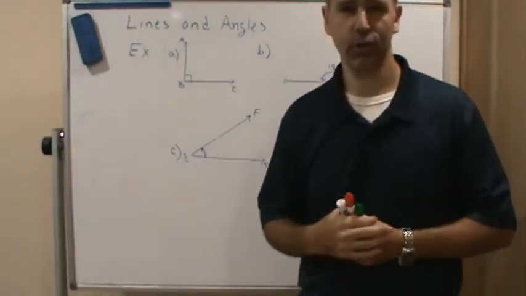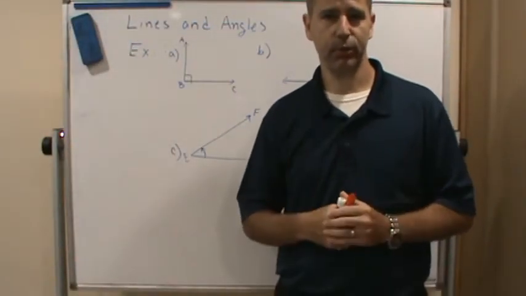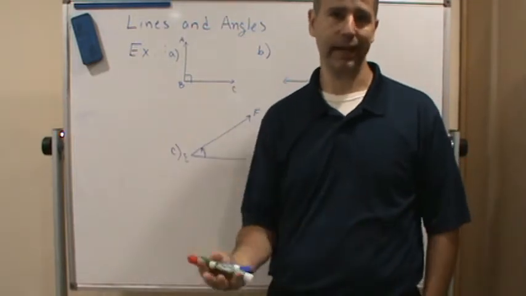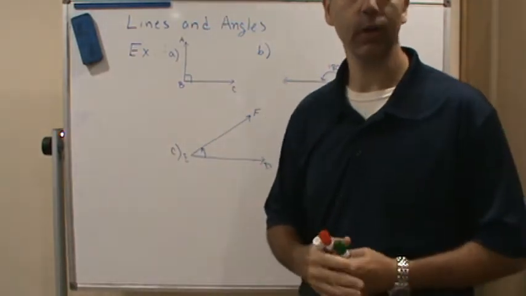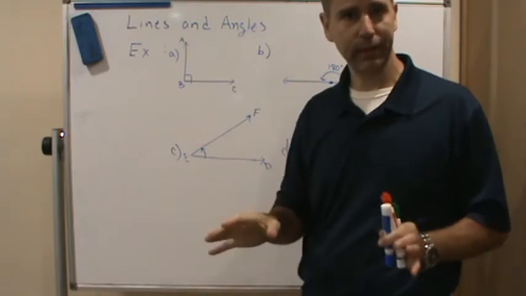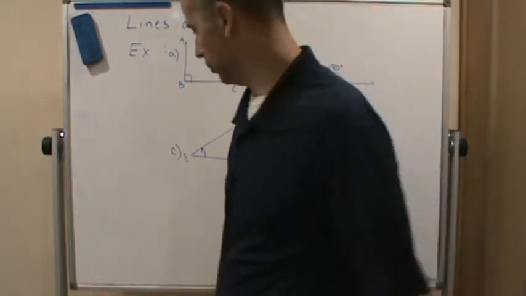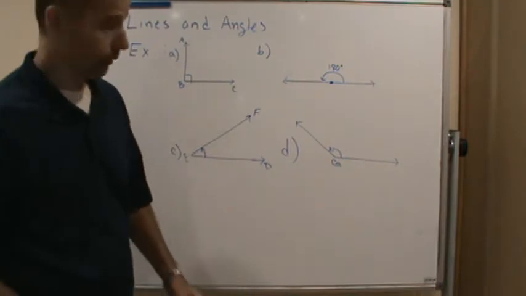Okay, so welcome back. So today we're going to do an example. I'm going to go over a quick example of different angles. Again, this is more visual, and I'm going to go over naming things too. I'm going to point things out too. So a couple of things here.